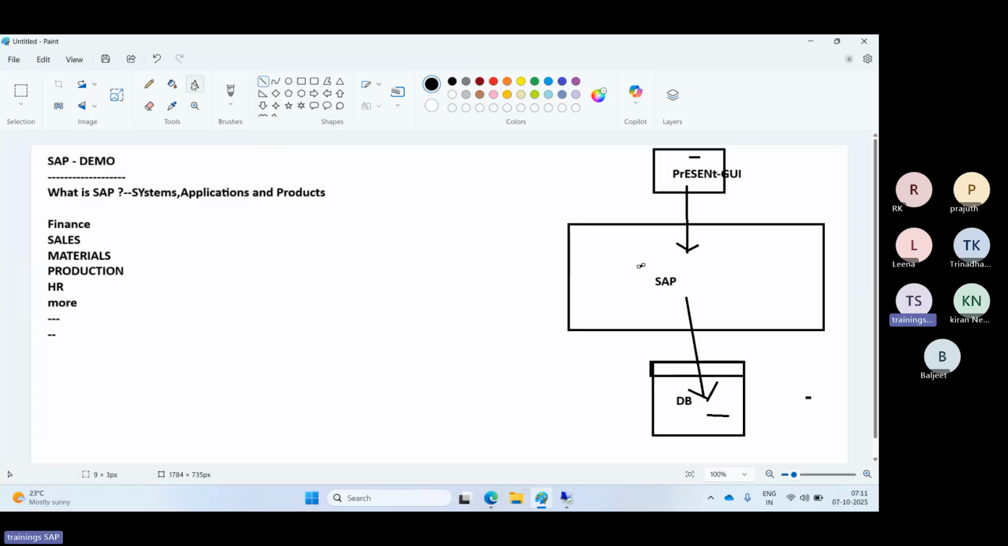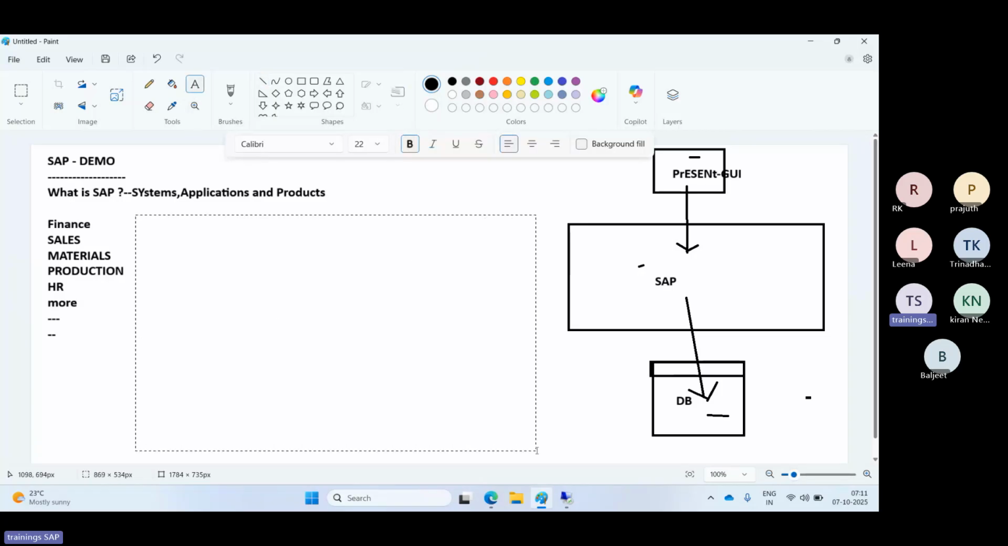So there are the core modules in SAP. It's not just for one person to work on. There are functional modules, technical modules, and industry-specific ones also available. Functional modules are like FICO, FI, CO, MM, SD, PP, HCM. These are all the functional modules.